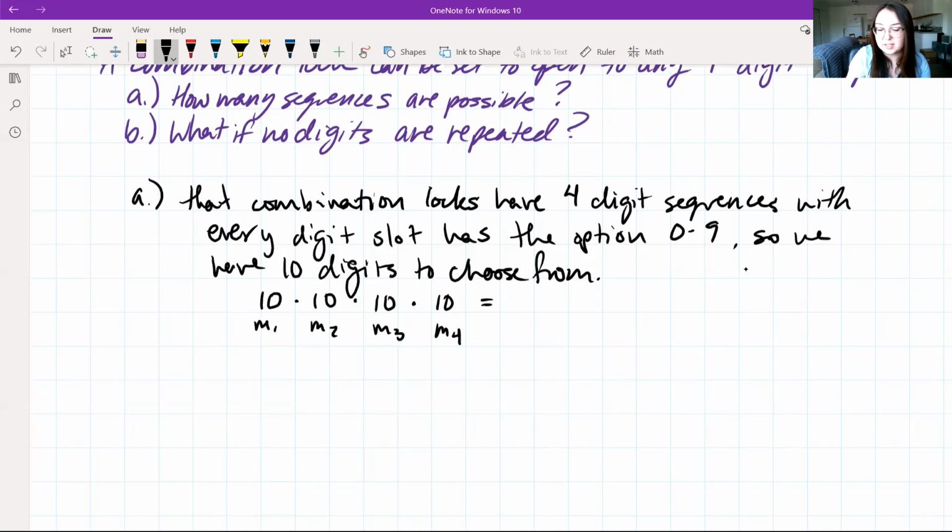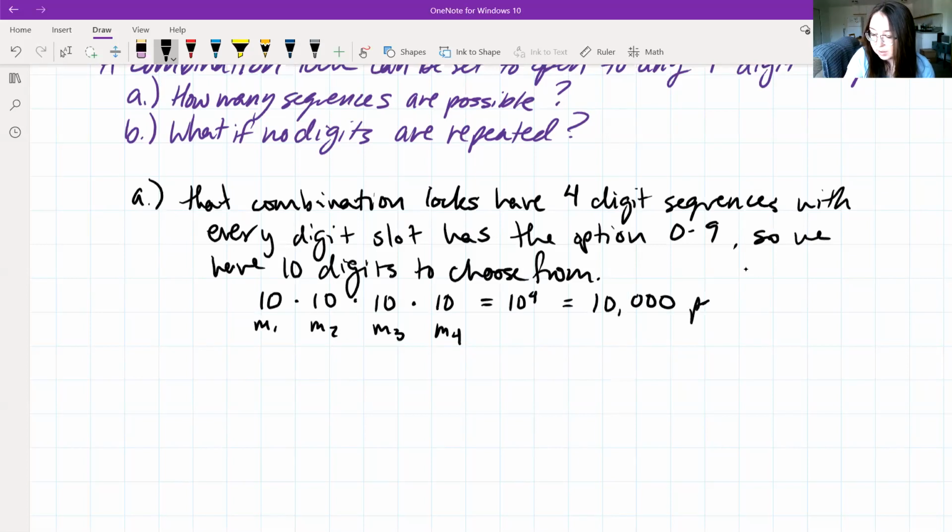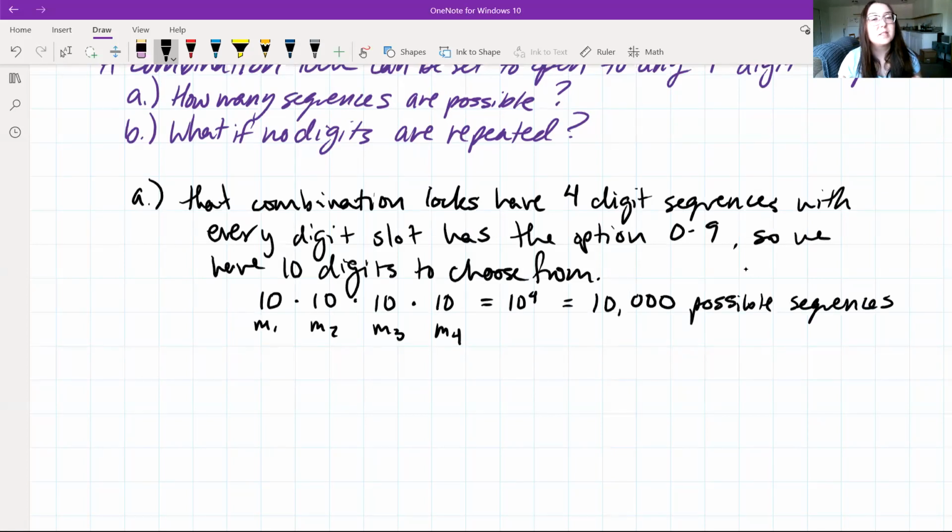This is also equal to 10 to the 4th power, which is equal to 10,000. So we get that there are 10,000 possible sequences. That's what we would do if we just want to fill each slot with any digit between 0 and 9.